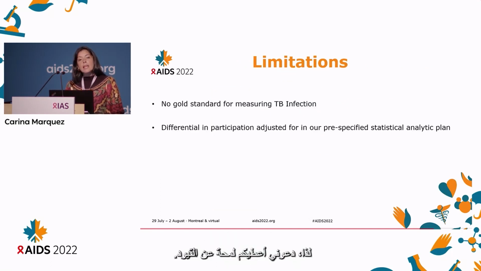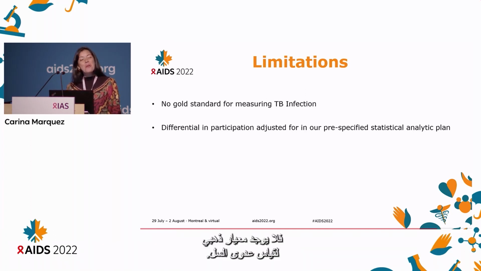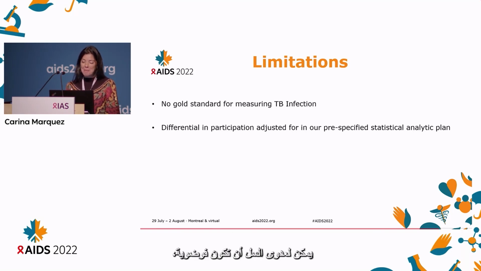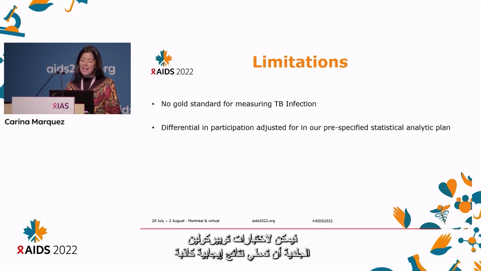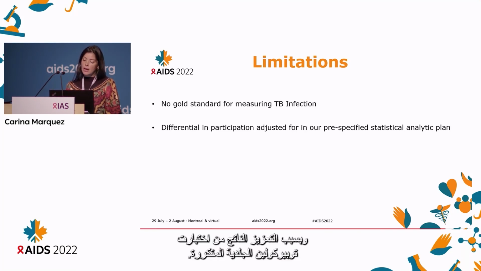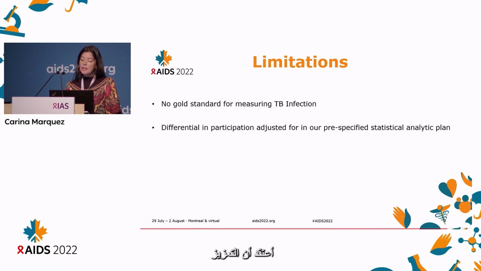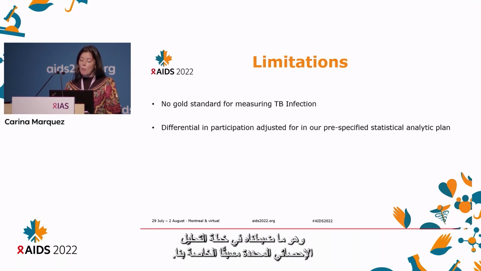So let me touch on limitations. I think firstly, the outcome measurement. There's no gold standard for measuring TB infection. TB infection can be messy, and with tuberculin skin tests, you can have false positives due to BCG vaccination, as well as boosting with serial tuberculin skin tests. I think the boosting was likely higher in the intervention arm due to increasing virologic suppression, and thus likely underestimated the effect. And then secondly, differential participation in measurement. You had to be home for a tuberculin skin test, which we adjusted for in our pre-specified statistical analysis plan.